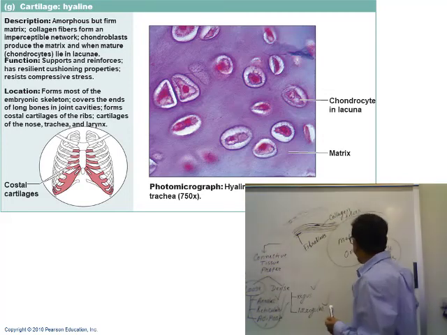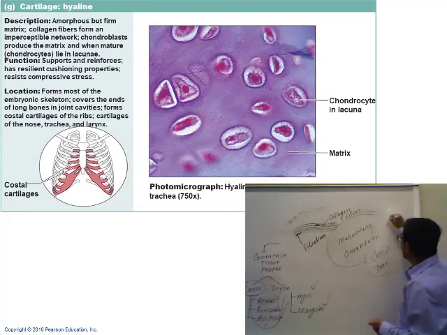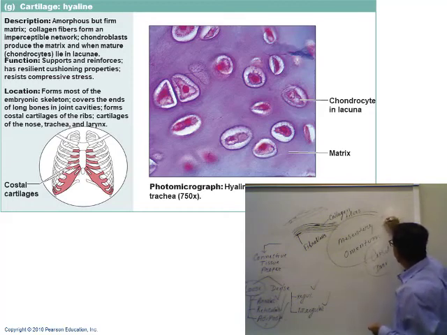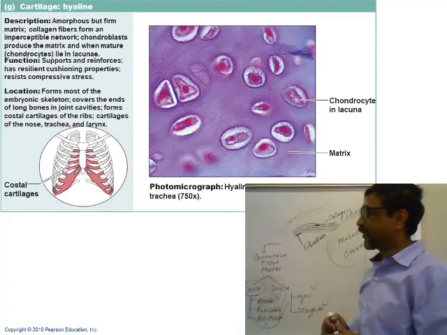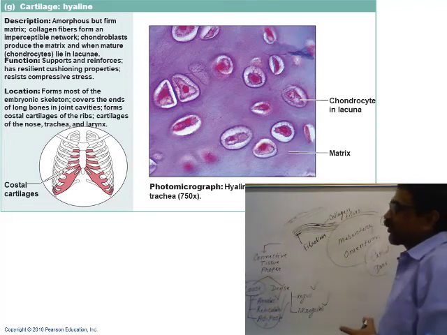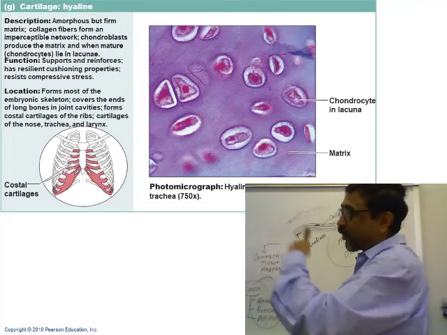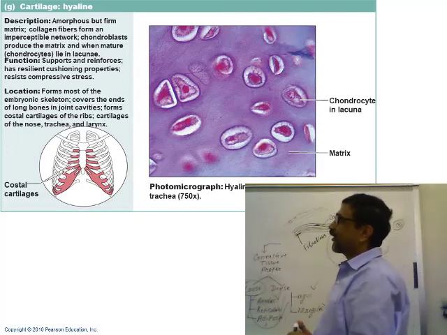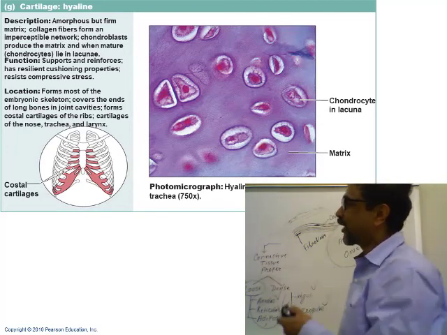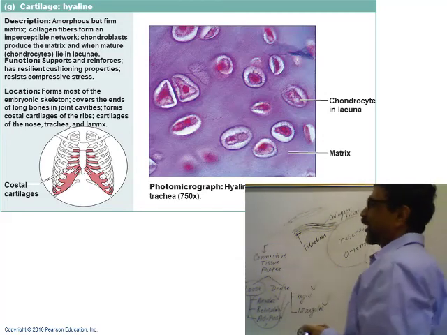In cartilage and bone, you remember one thing: the cells are always sitting inside lacunae. Like this is the lacunae, a cavity, and the cell is sitting inside it. This is the nucleus. So this is the cell, this cavity is the lacunae, in bones and cartilages. So here you see chondrocytes, since this is cartilage, the cells are chondrocytes, chondro means cartilage, sitting in the lacunae, with no fibers seen in the matrix.